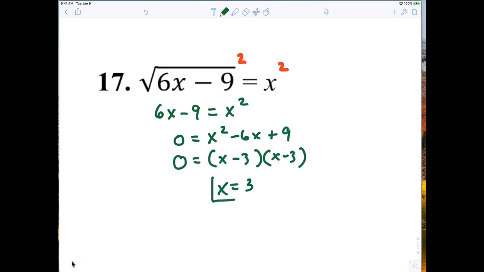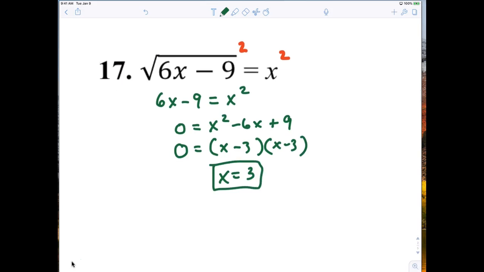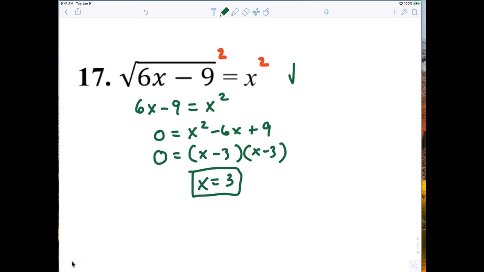All right, so I think x equals 3 is my answer, but I'm going to check my work. So the square root, 6 times 3 minus 9, does that equal 3? Well, what's 6 times 3? 18 minus 9. Does the square root of 9 equal 3? So that's good. We just checked our work.